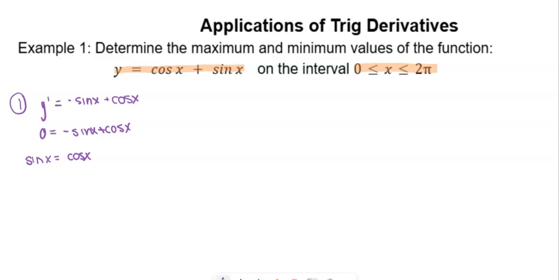At this point, I'm going to choose intentionally to divide by cos x, because sin x over cos x is tan x, and that's usable to me, and cos x over cos x is just 1. And now I know that x must be pi over 4, because tan x of 1 is pi over 4, 45 degrees.